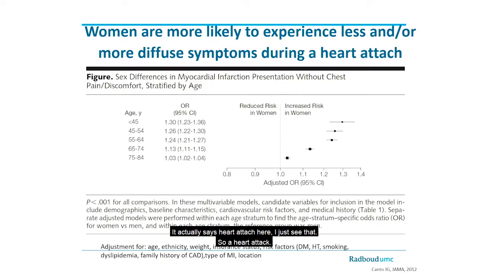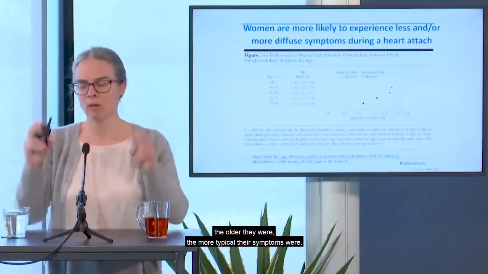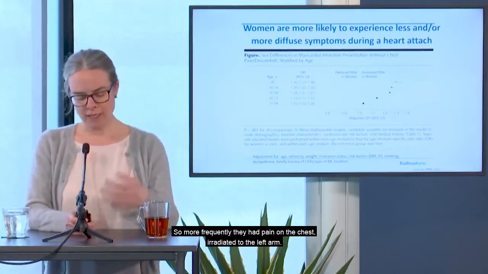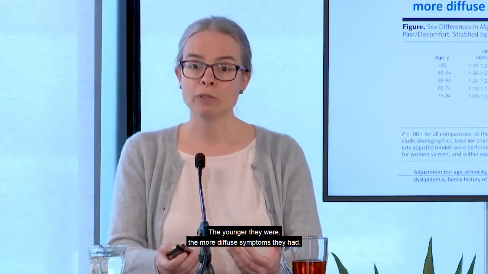It actually says heart attack here, I just see that. So they can have fewer symptoms, or they can have more diffuse symptoms. And in this group of more than 1 million reports of myocardial infarction investigated in the United States, the older they were, the more typical their symptoms were. So the more frequently they had pain in the chest radiating to the left arm. The younger they were, the more diffuse symptoms they had.